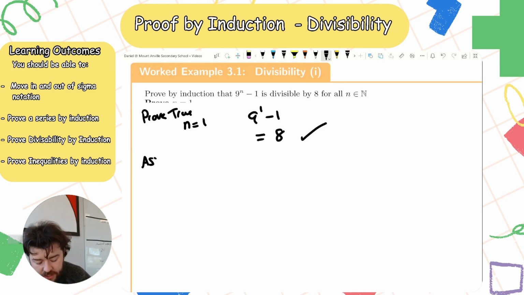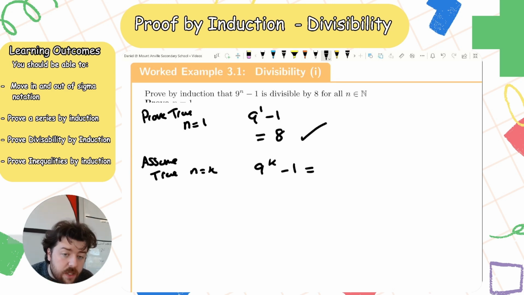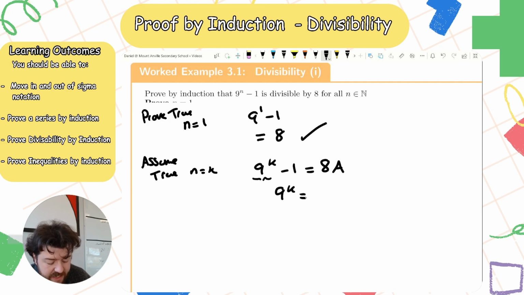Now we assume true for n equals k. So I have 9 to the k minus 1 is equal to... Now I'm assuming that this is divisible by 8, so I would just write this as 8a. That just means this can be written as 8 times something. When I'm doing the divisibility ones, we usually have a power, so what I tend to do is get that power on its own. So I write this as 9 to the k is equal to 8a plus 1. Right? So there's my assumption.